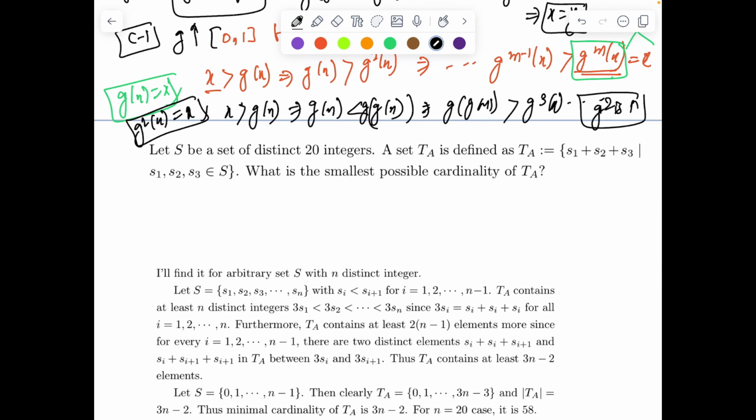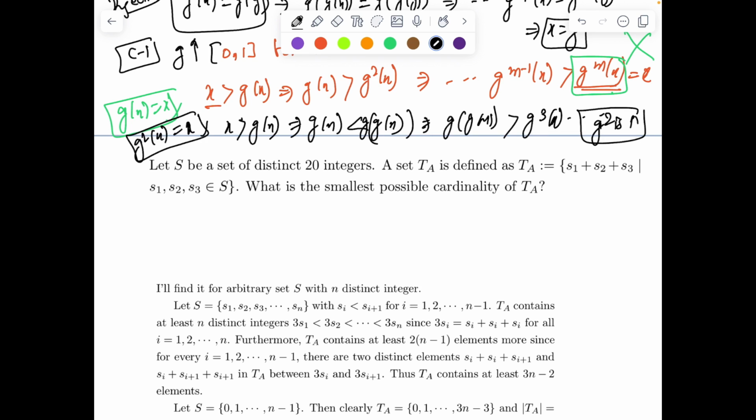Next: S is a set of 20 distinct integers, and set T is defined as s1 plus s2 plus s3, where s1, s2, s3 belong to S. What is the smallest possible cardinality of T? Surprisingly, a similar problem with s1 plus s2, with two elements, was asked in JEE Mains, and I think that is one of the most beautiful problems JEE Mains has ever asked in the sequence and series chapter from arithmetic progression. So I hope you understood the problem.